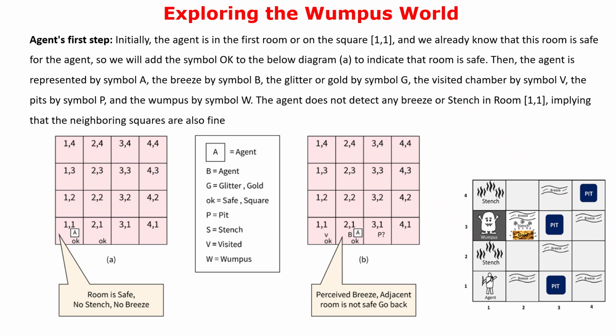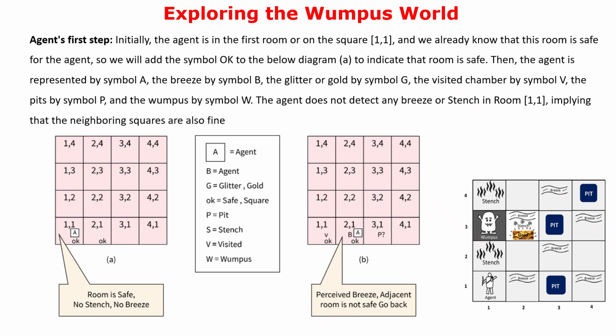So we already know that the room is a safe state for the agent, and since there is no Wumpus available, we can indicate it with the symbol OK in the diagram. You see the room is safe, no stench, no breeze. We represent the agent with symbol A, the breeze with symbol B, and the glitter or gold with G. The visited chamber can be represented as V. The pit symbol can be P and Wumpus can be represented as W.